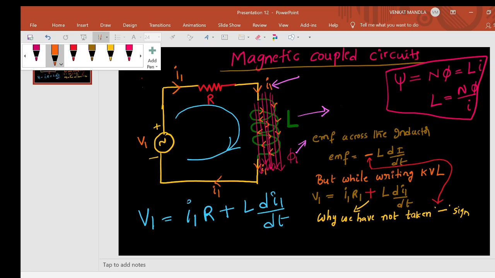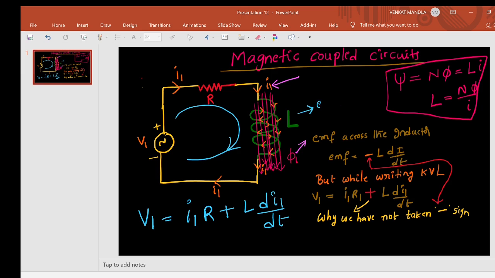But because of this flux phi1, an EMF is induced. What is that EMF induced here? The induced EMF here is minus d by dt of N phi, but N phi equals Li, so minus d by dt of Li. From this you can write minus L di by dt. This is the induced EMF, right? This negative sign indicates Lenz's law. I will tell you how it came.